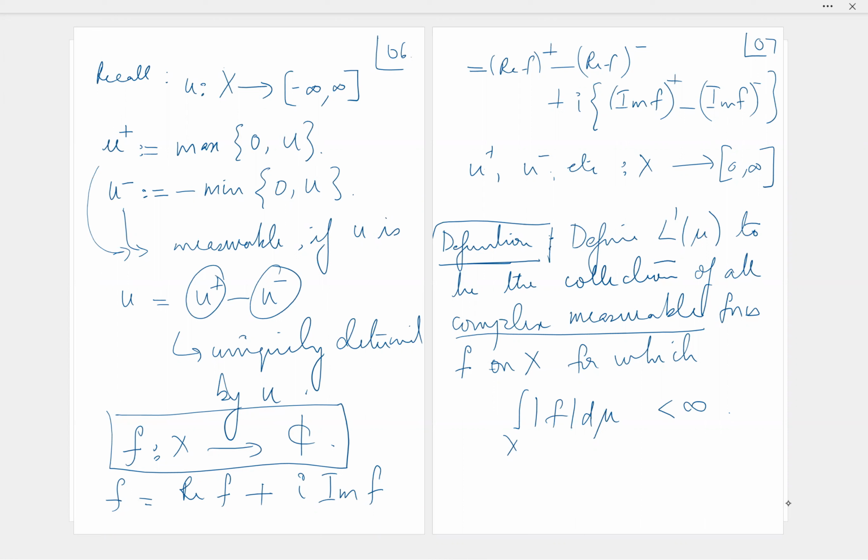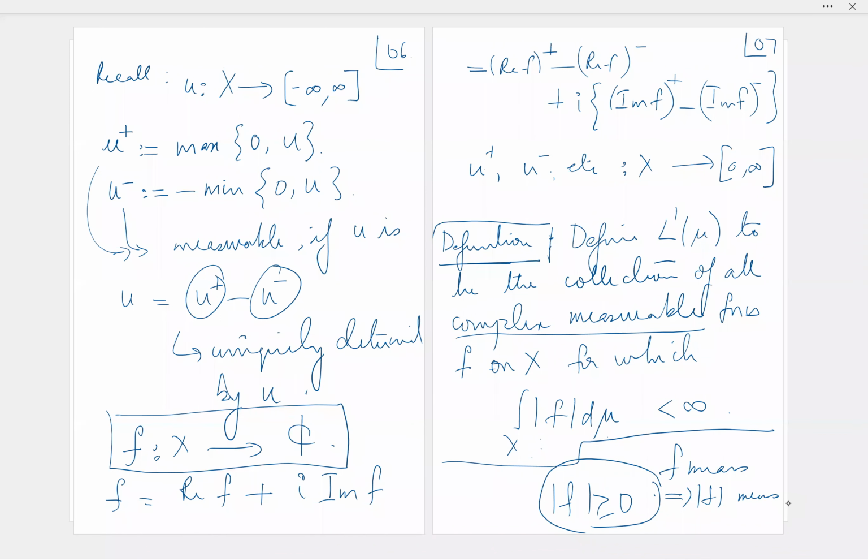L1 mu, right now I'm not giving any other structure to it. I'm just saying it is a collection of all complex measurable functions f on x for which the integral of mod f d mu over x is finite. Remember, mod f d mu is always greater than or equal to zero, so it fits right within what you have done thus far. If f is measurable, that implies mod f is measurable. So mod f is a non-negative measurable function on x for which we know how to write this Lebesgue integral. So all I'm asking is that you collect all complex valued measurable functions defined on x for which this Lebesgue integral is finite.